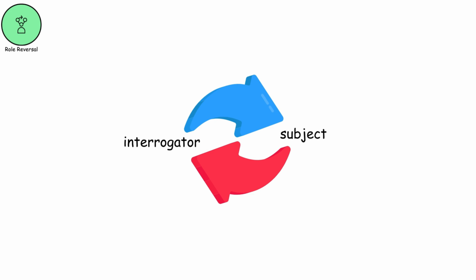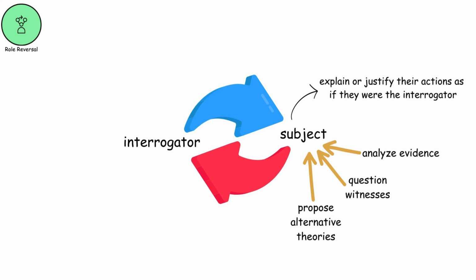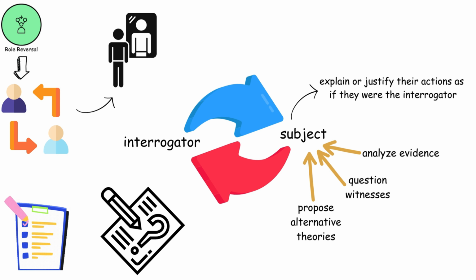Role reversal. This technique involves temporarily reversing the roles of the interrogator and the subject, prompting the subject to explain or justify their actions as if they were the interrogator. Interrogators may ask the subject to analyze evidence, question witnesses, or propose alternative theories to test their credibility and gauge their level of cooperation. Role reversal can shift the power dynamic and encourage the subject to adopt a more introspective or self-critical perspective.